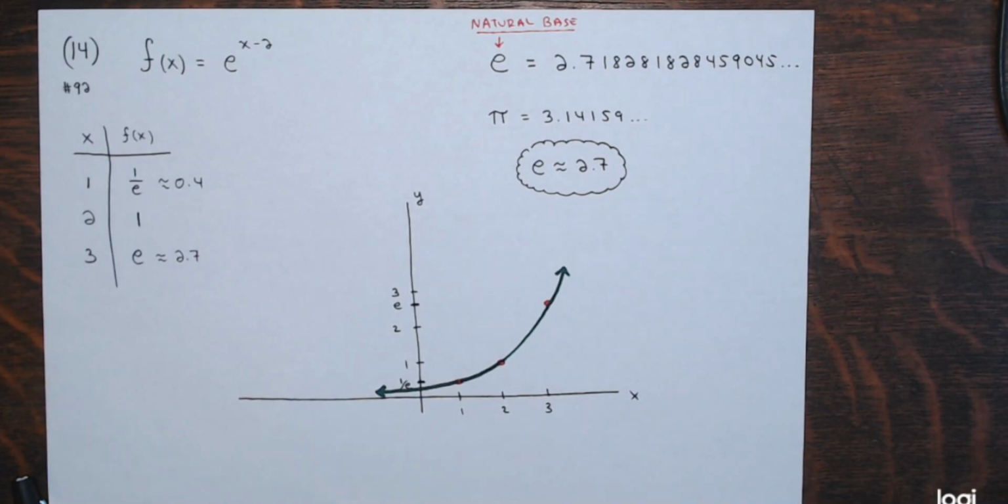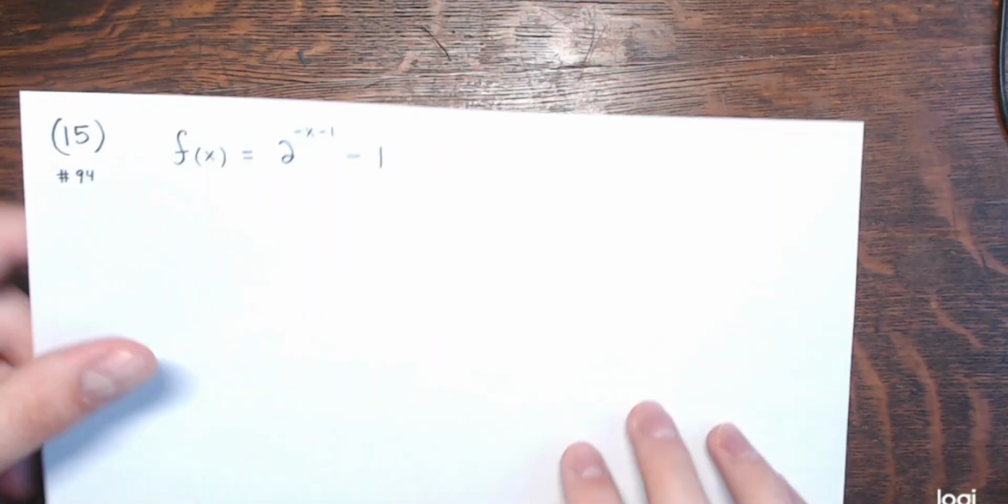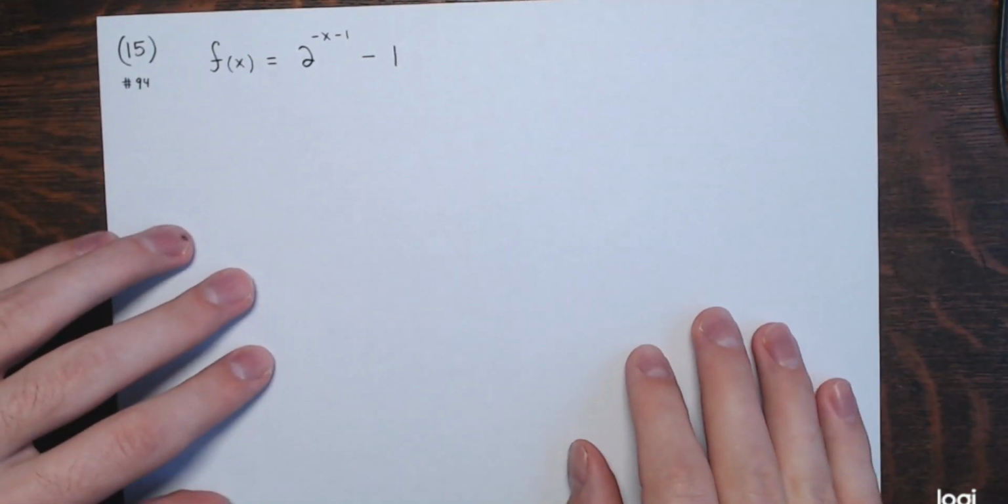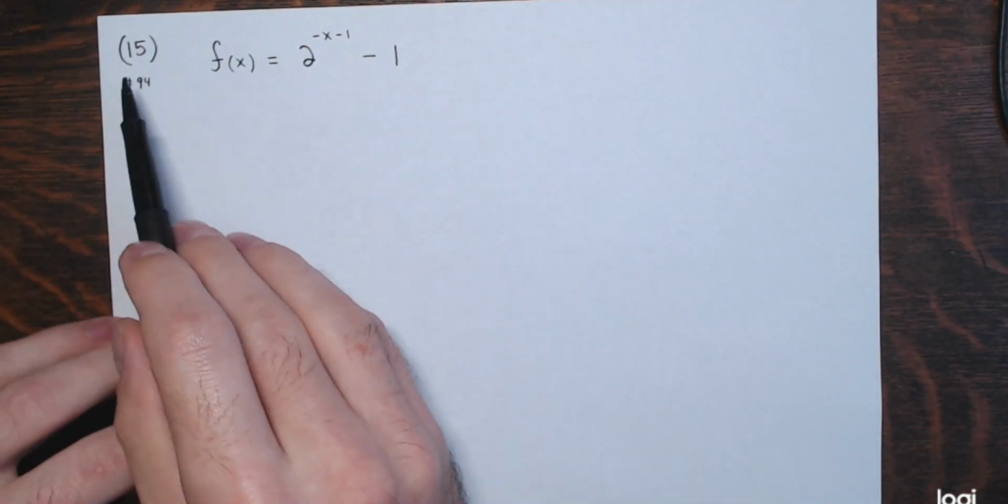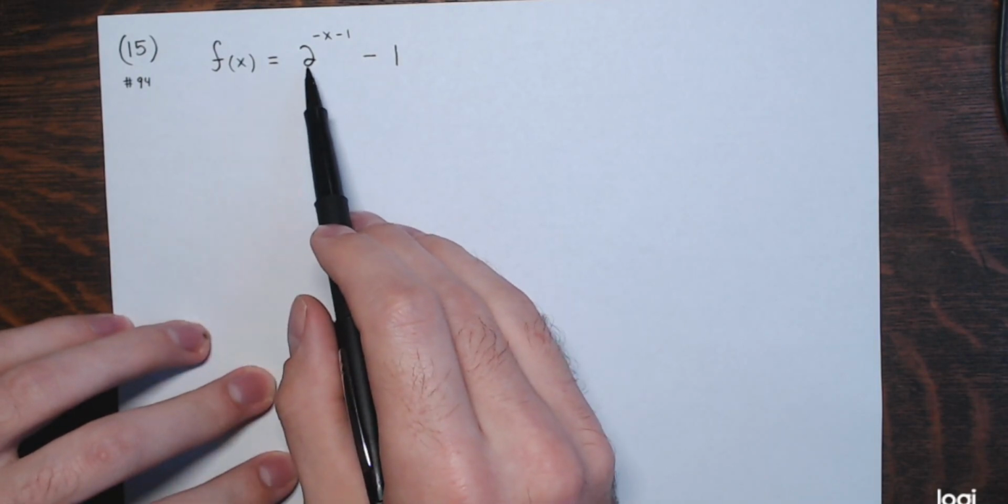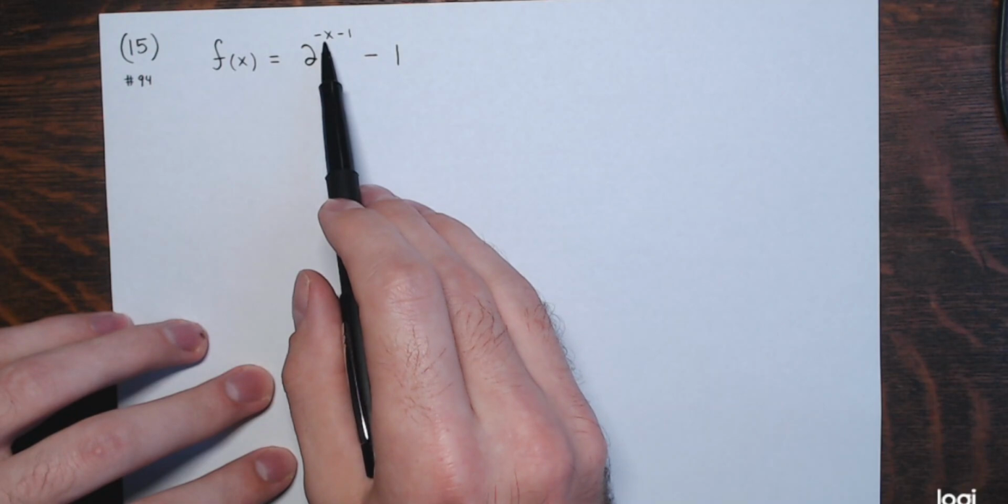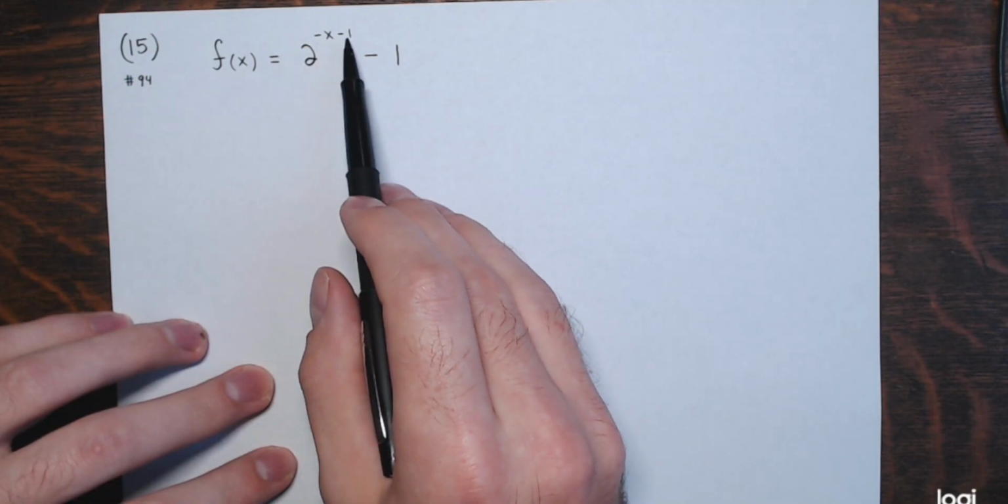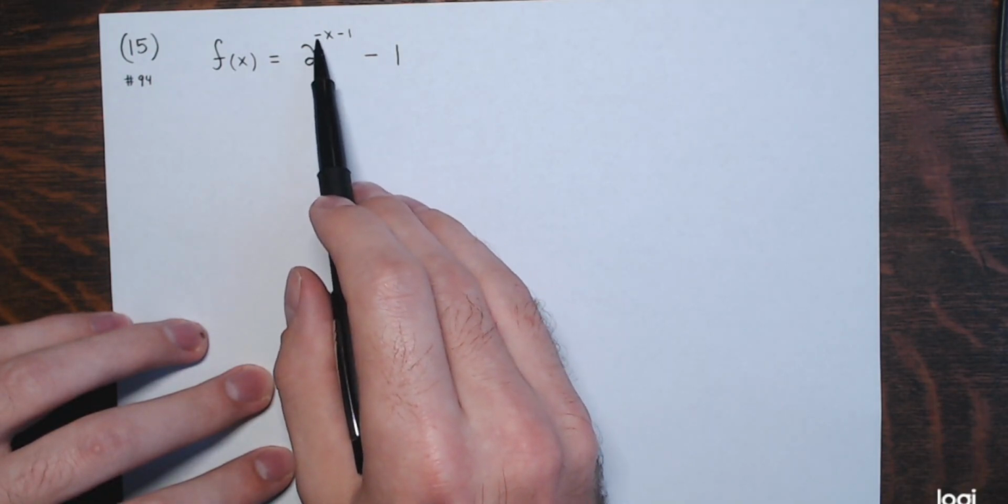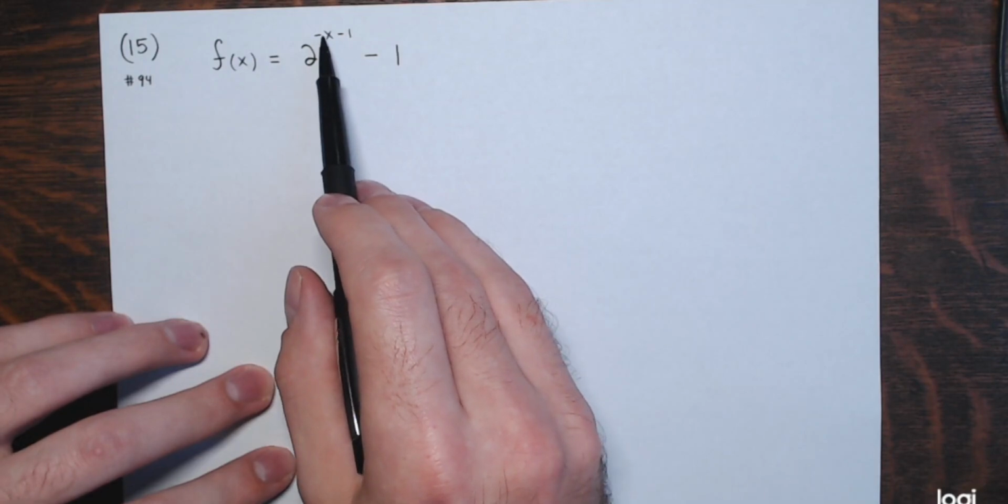All right, and I got just one final question, which kind of combines a bunch of function transformations. So I have f of x equals 2 to not the x power, but the negative x power, minus 1. So this negative in front of the x changes everything.